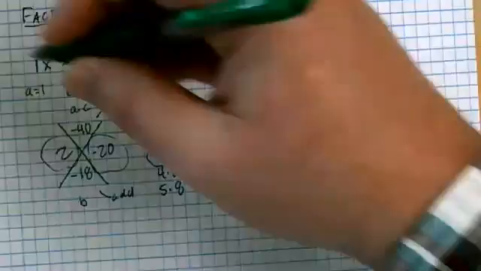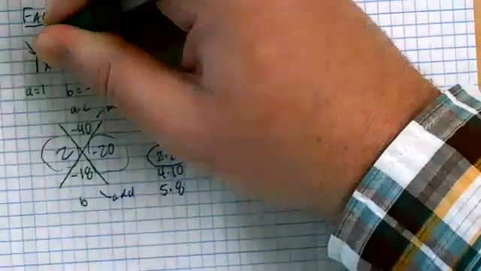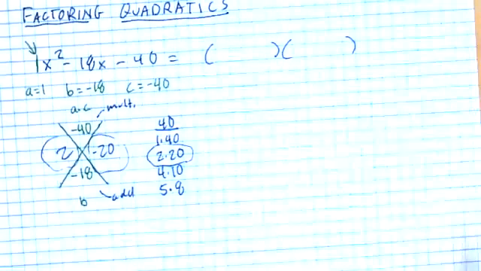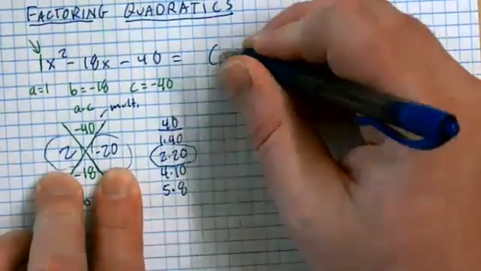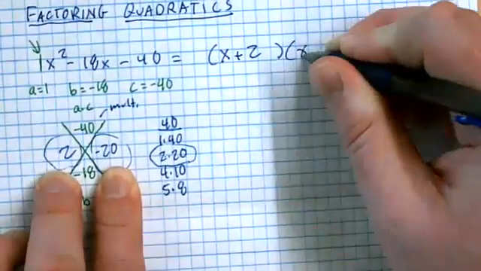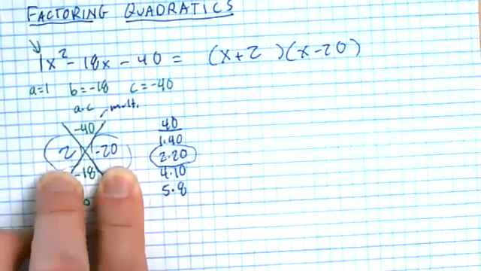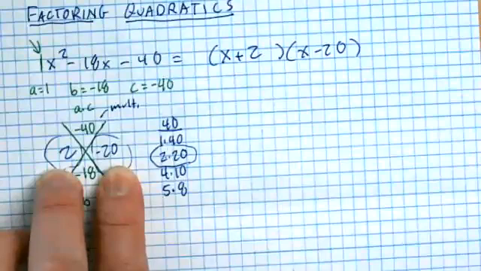There is a little bit of a shortcut. If A is 1, then we're actually done. These two numbers are going to give us our final answer. My final answer is going to be x plus 2 and x minus 20. That only works though if A is 1.